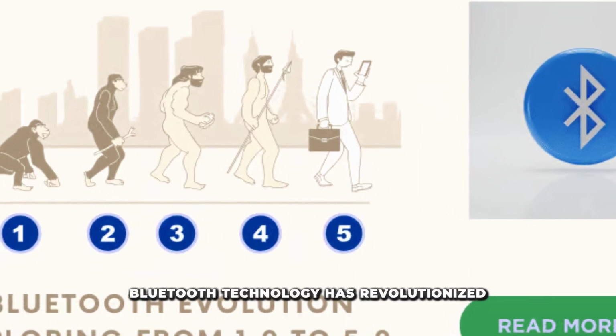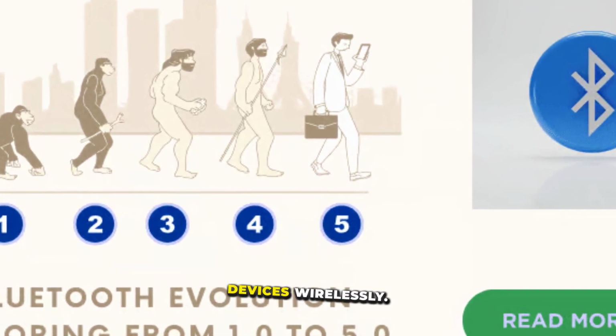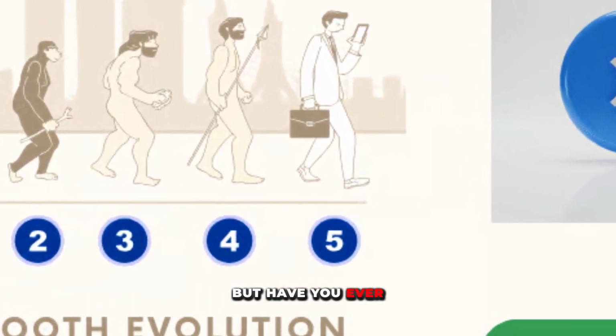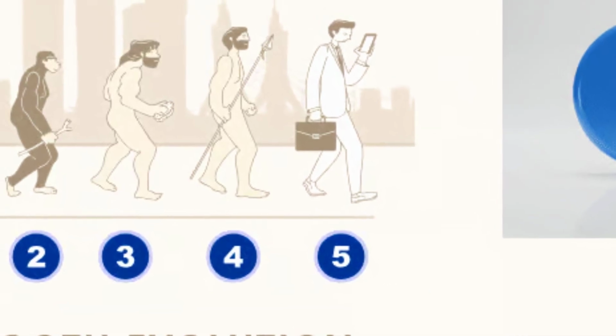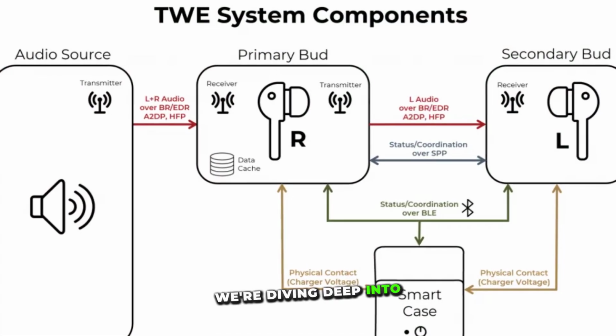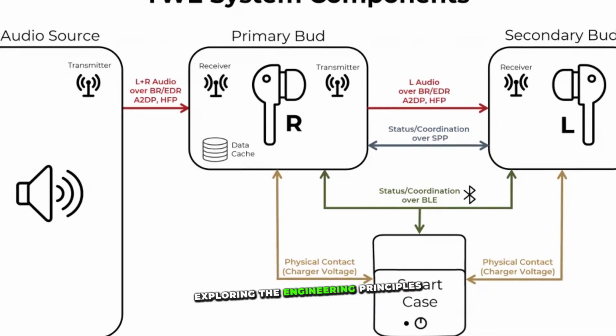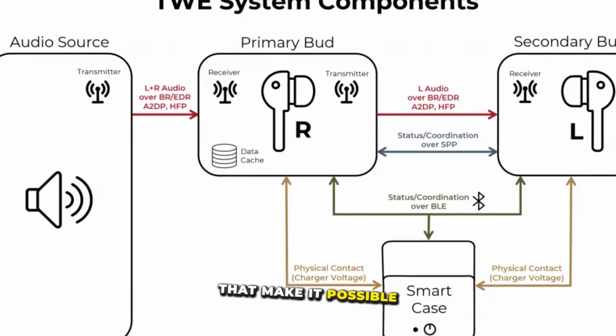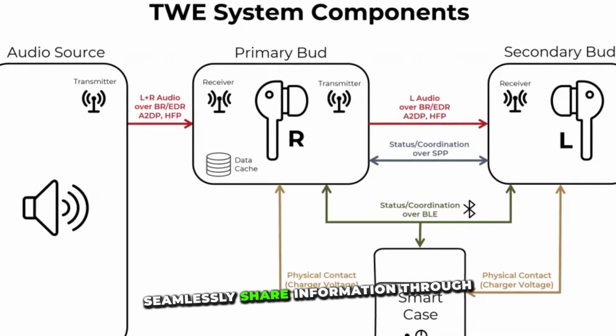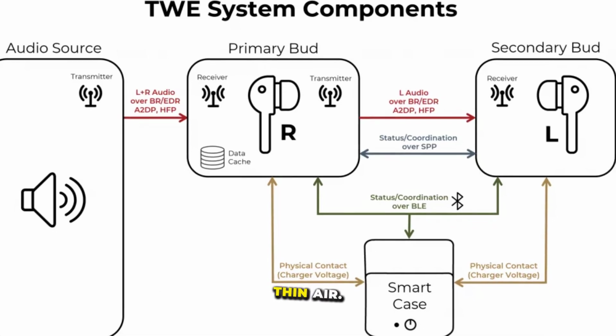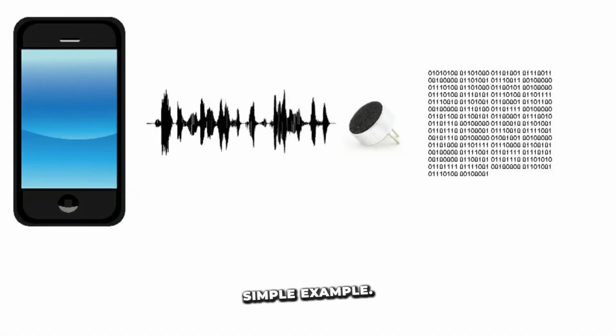Bluetooth technology has revolutionized how we connect our devices wirelessly, but have you ever wondered how it actually works? Today, we're diving deep into the fascinating world of Bluetooth communication, exploring the engineering principles that make it possible for your devices to seamlessly share information through thin air. Let's start with a simple example.